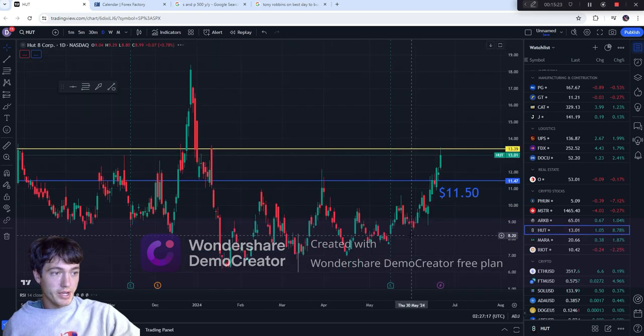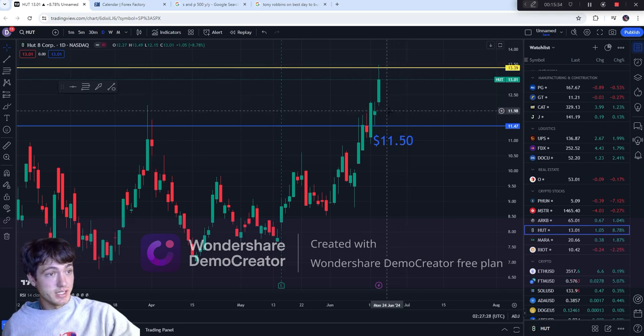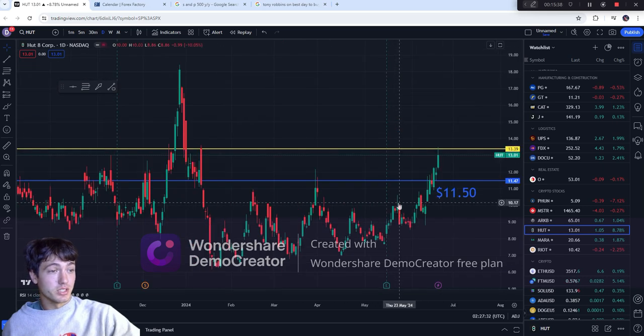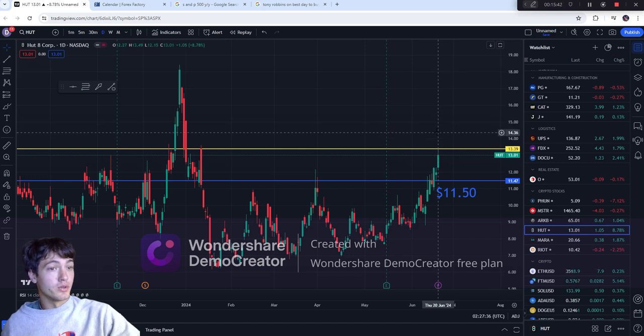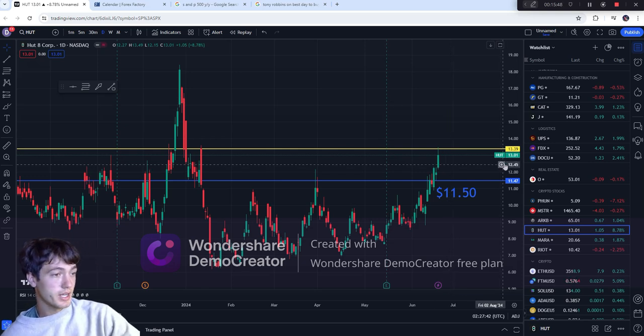HUT is a crypto miner. HUT going up really nice, right? Really nice. So I have support here at 1150, and it broke. I had this resistance at $12, so it broke that resistance and it came up to this level of $13. So if it breaks this $13, we could see HUT up to around $16. It does have some other resistances in there, but HUT looking pretty nice on that up movement.